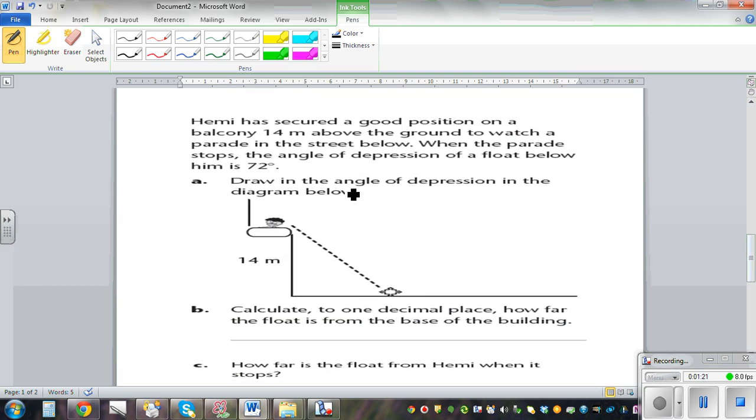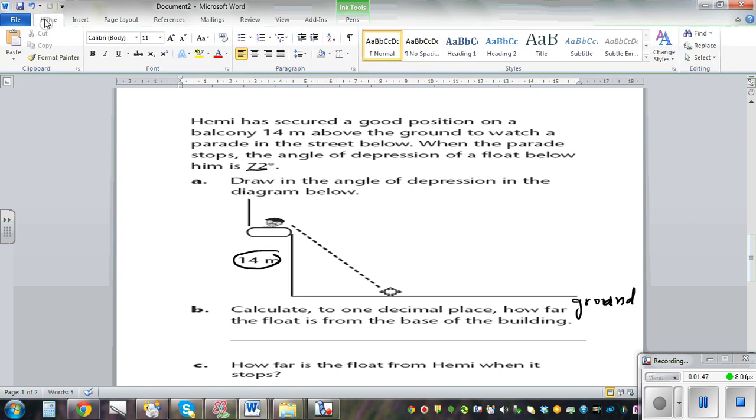Hema has secured a good position on a balcony 14 meters above the ground. So this is Hema, 14 meters above the ground. So this is the ground. When the parade stops, the angle of depression of the float below him is 72 degrees. So this is the horizontal, so let me draw the horizontal.